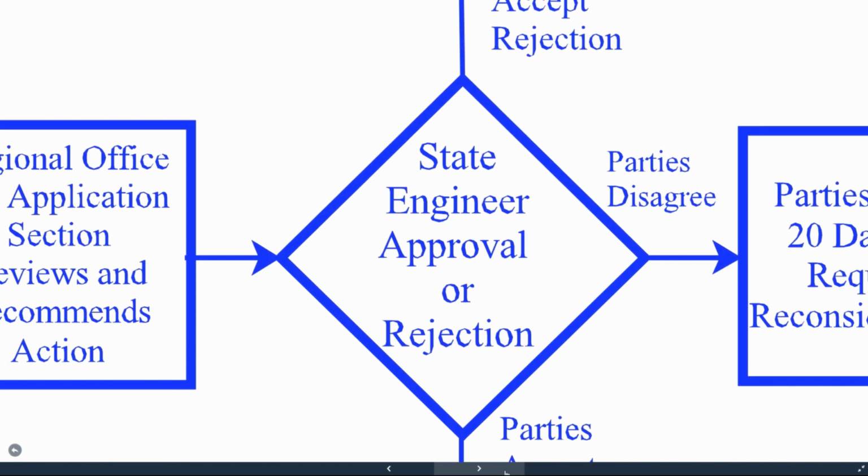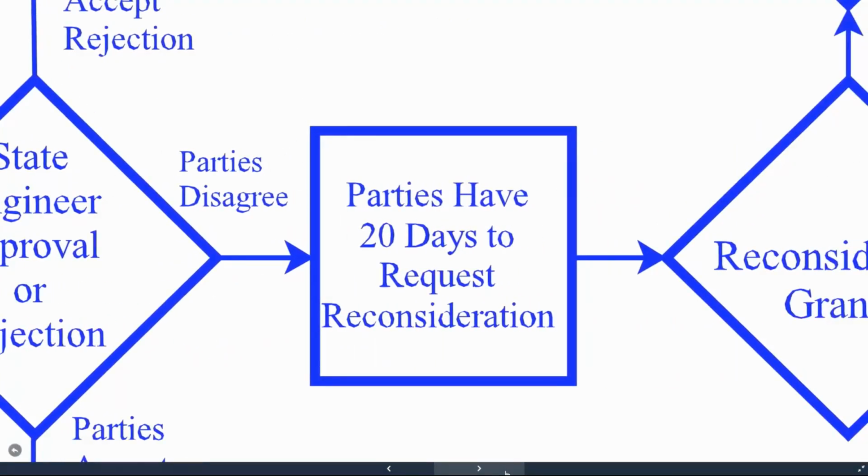A request for reconsideration must be filed in writing with the state engineer within 20 days from the date of the order. The written request shall be filed in person, by mail, or electronically. If the request is filed electronically, it shall be submitted to the authorized general email for the division, which is waterrights@utah.gov.